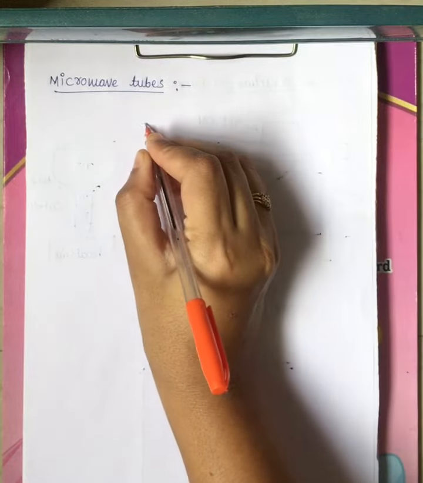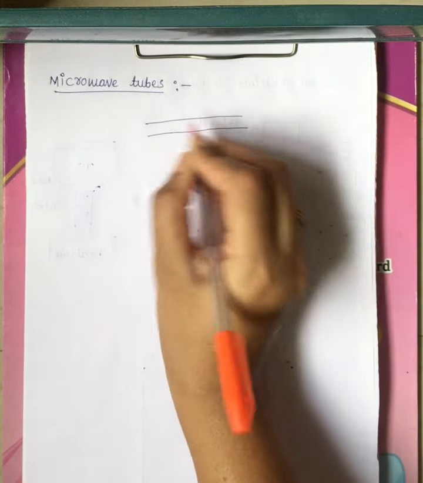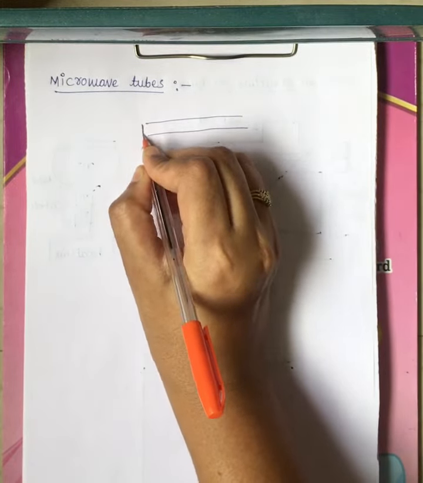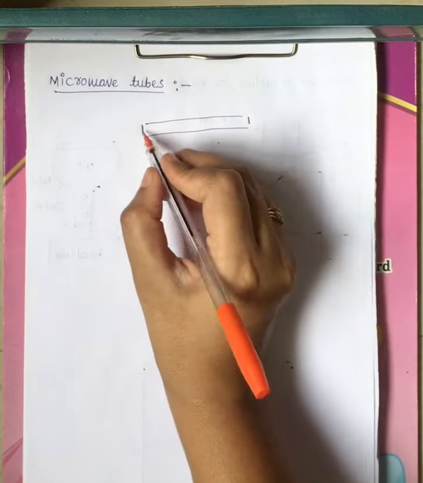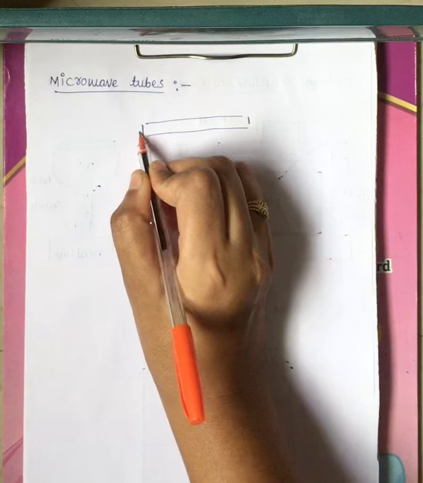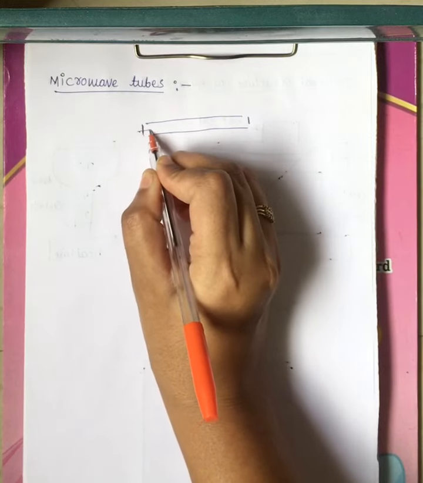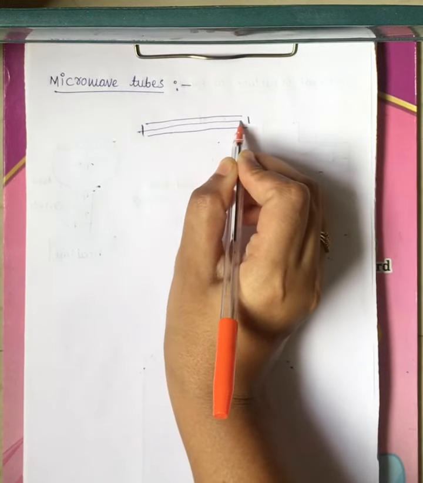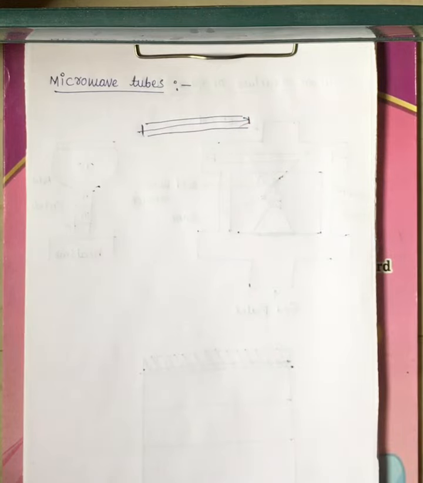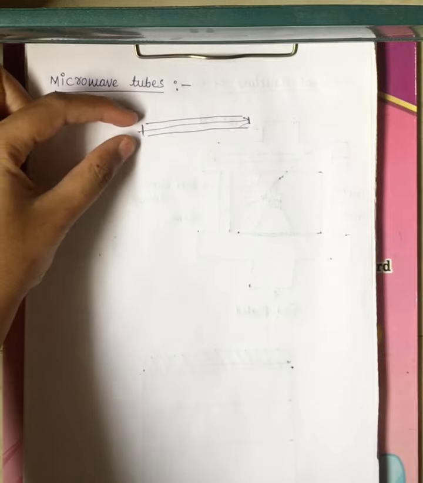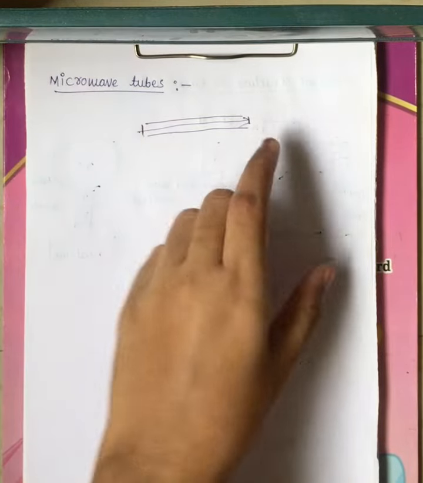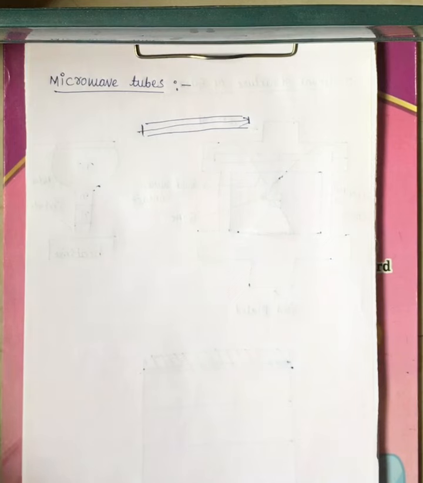Now a tube contains, at one side, a cathode and at the other side an anode, right? At this cathode electrons are generated, and these electrons travel along this tube and are collected at the anode. This we call a tube. At one side we connect a cathode and at the other side we connect an anode.